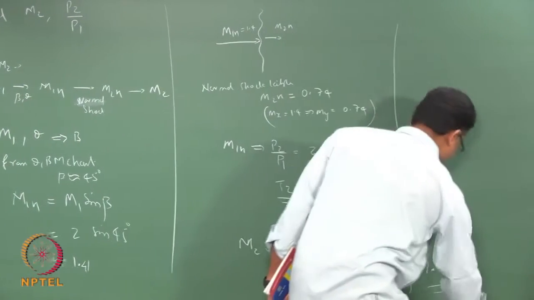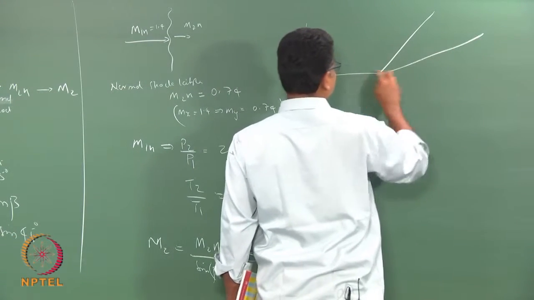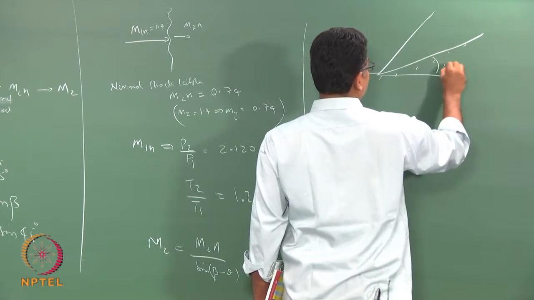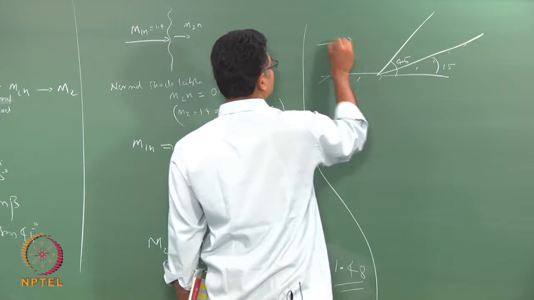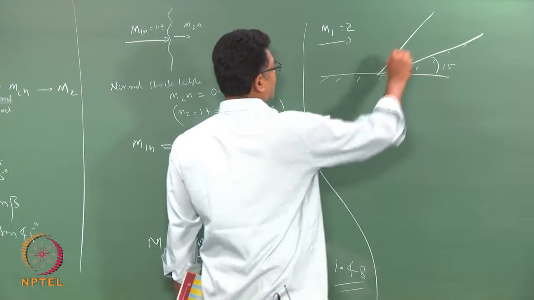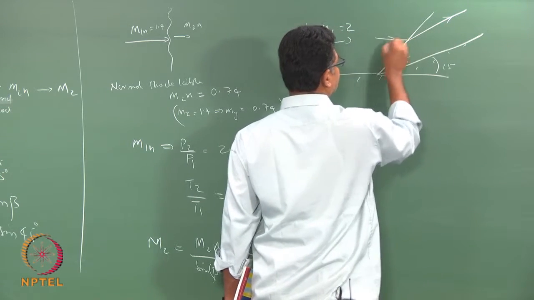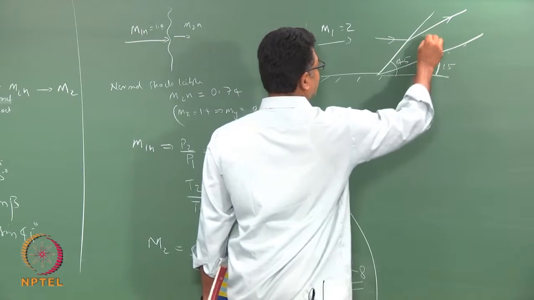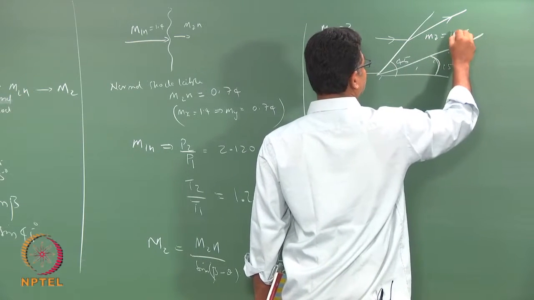So, what we have done here is, I have this shock; this angle is 15 degrees, this angle is found to be 45 for a Mach number of 2, and the velocity or streamlines are deflected by 15 degrees. The M2 here we have found to be 1.48.